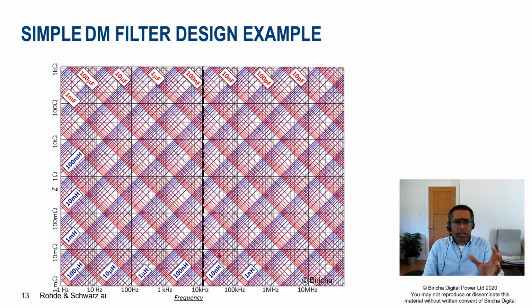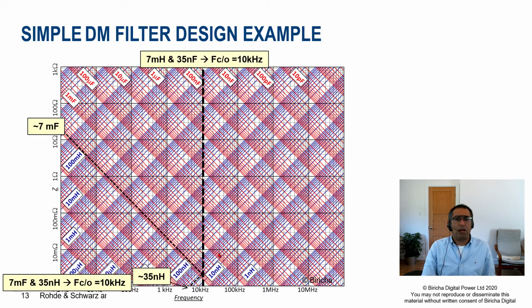Now, if you look at it immediately, you can see from this graph that you can have any value from 10 millifarad and 35 nanohenries to 7 millihenries and 35 nanofarads. Now, it is unrealistic to be designing a filter with this huge range.